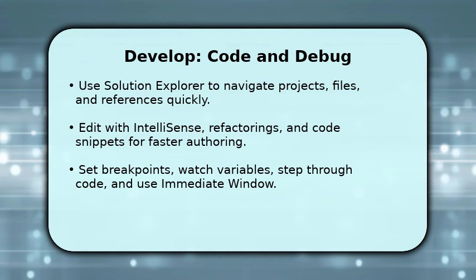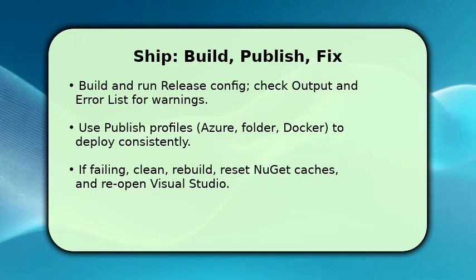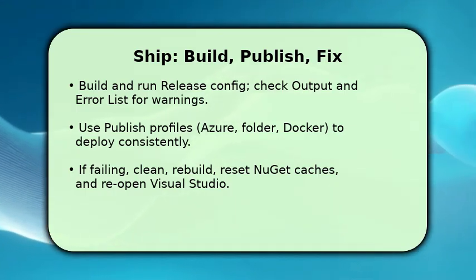To finish, switch to Release Configuration and build the solution. Examine the output and error list panels for any remaining issues. Use Publish Profiles to deploy to Azure, a folder, or a Docker container. Profiles save settings for repeatable releases. After publishing, verify logs and telemetry to confirm successful deployment.